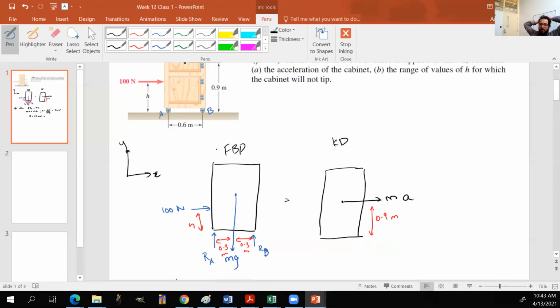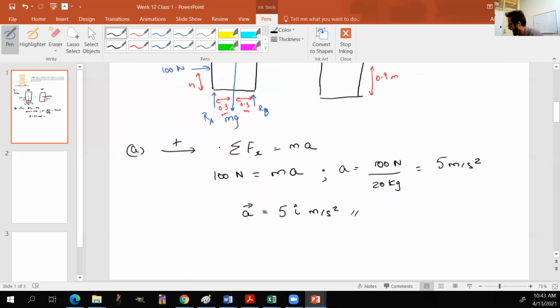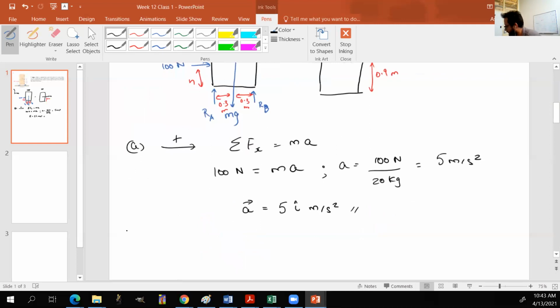So what we're going to do is assume tipping about the point B. When that happens, RA is equal to 0. We'll get a value for H. We'll do the same thing for A and get another value for H. As long as H is in between those two values, this guy's not going to tip. Is that clear, guys? Does that approach make sense?